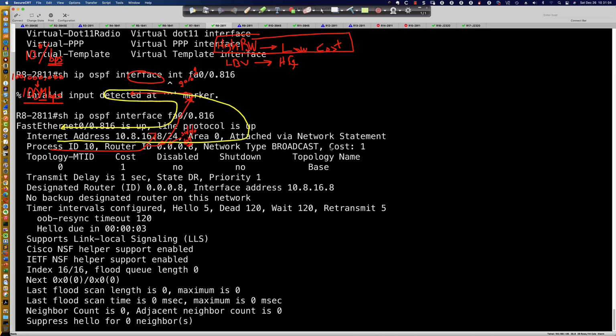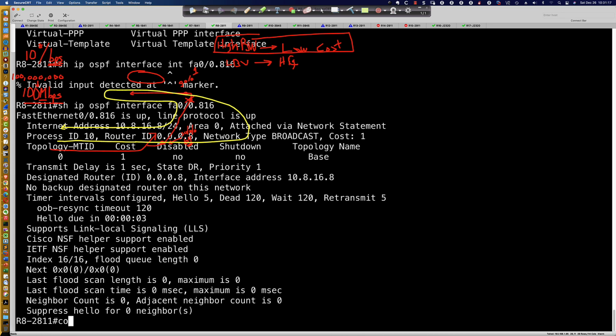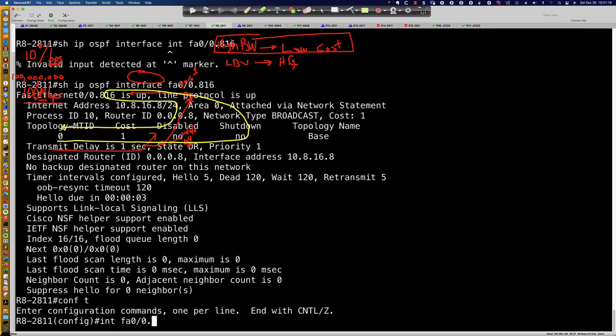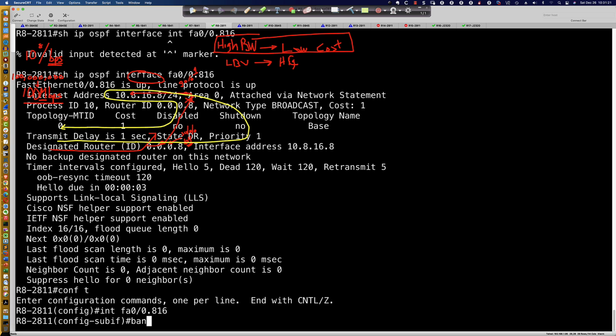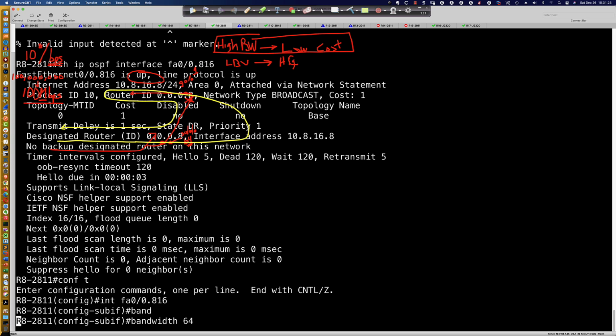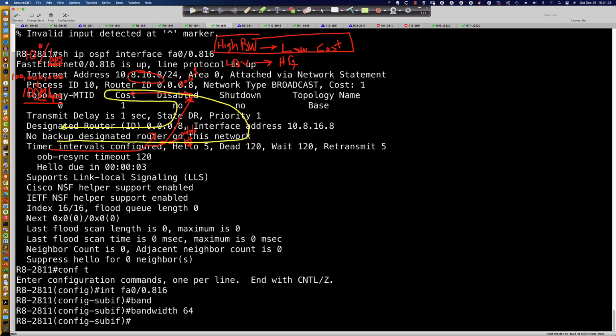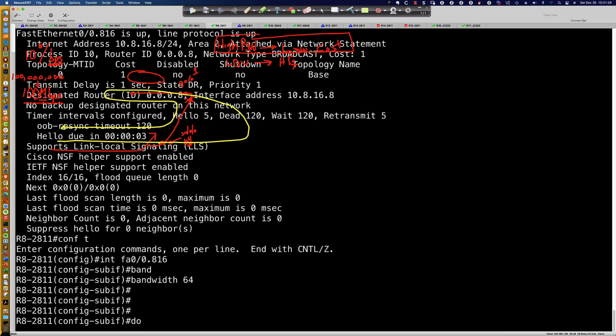Well, what is the cost of that interface? Well, it's a FastEthernet interface. The auto cost reference bandwidth is the same as FastEthernet. So 100 million divided by 100 million is 1. That's why our cost is 1. Let's tweak this. Let's go into global config, interface FastEthernet 0/0.816, and let's say bandwidth 64. Again, something you're probably not going to do, but I'm doing this so that we can see that the cost is going to change.